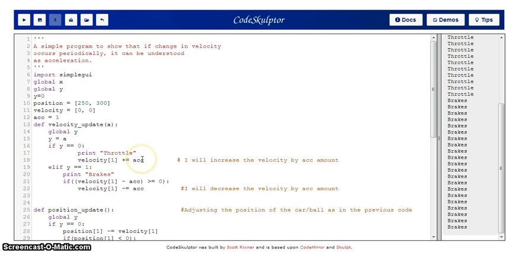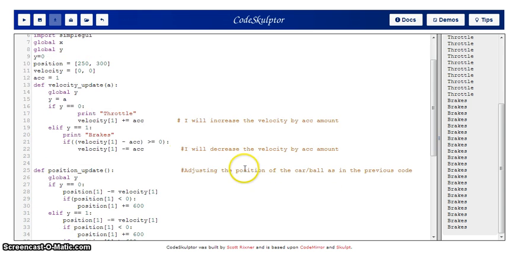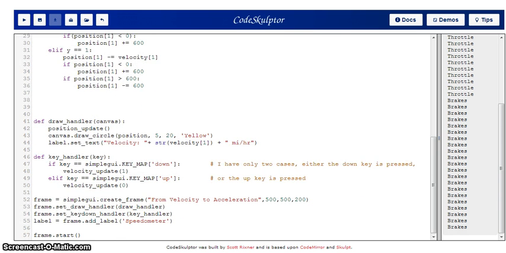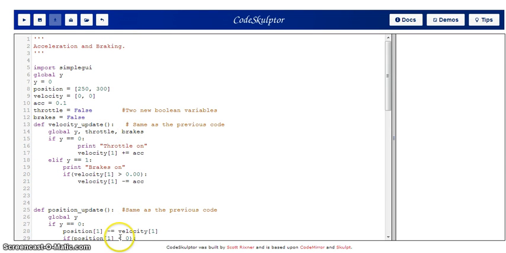In this program, it's just a modification of the previous code. I just have a global variable y equal to 0 to see whether I'll increase the velocity or decrease the velocity. I also have a new function, velocity update, which increases the velocity by amount ACC. ACC is preset to 1. ACC represents acceleration. The velocity is increased by ACC if the throttle is pressed. The velocity is decreased by the amount ACC if brakes are pressed. The rest of the program is quite similar. So we go to the third program.